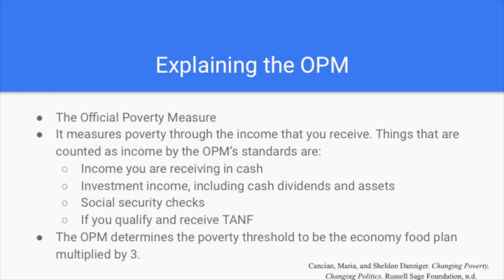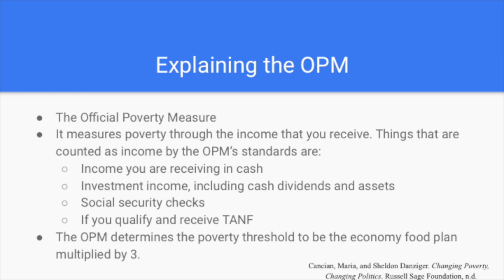Explaining the OPM. The OPM stands for the Official Poverty Measure. This was one of the first ways of measuring poverty in the United States. It measures poverty through the income that you receive. Things that are counted as income by the OPM standards are income that you are receiving in cash, income in investments, including cash dividends and assets, Social Security checks, and if you qualify and receive TANF. TANF is Temporary Assistance for Needy Families.